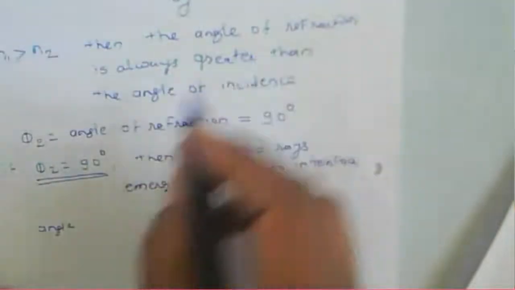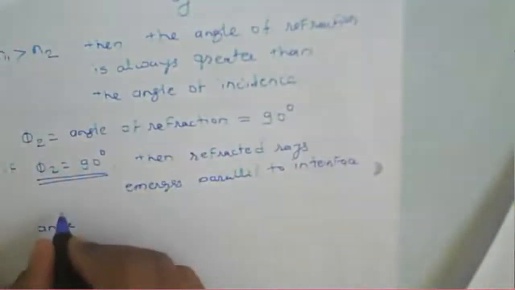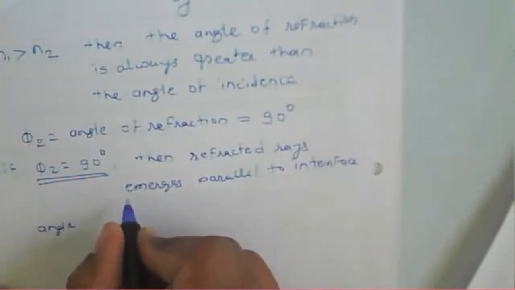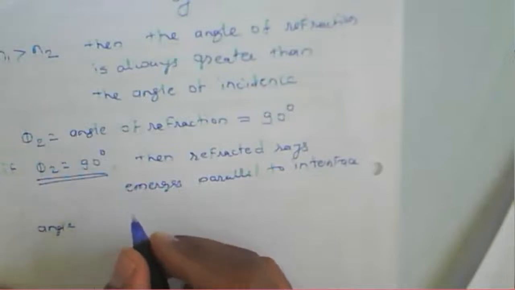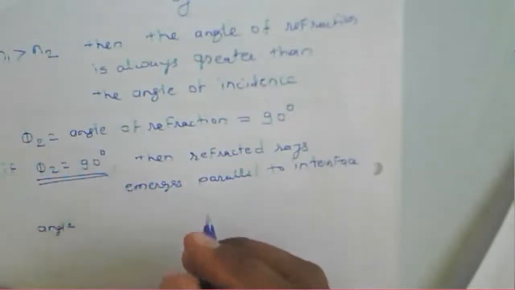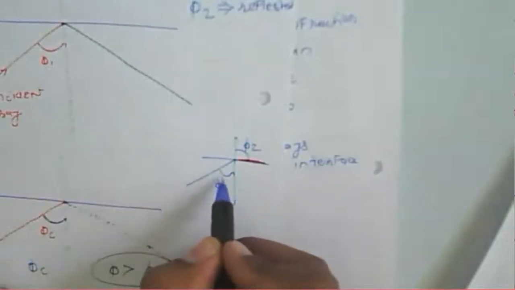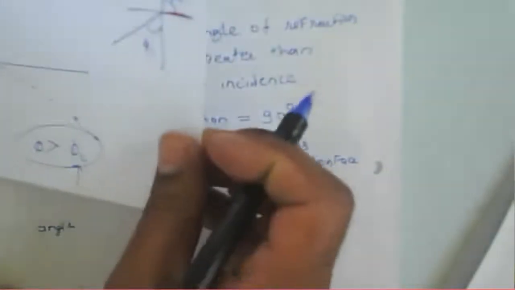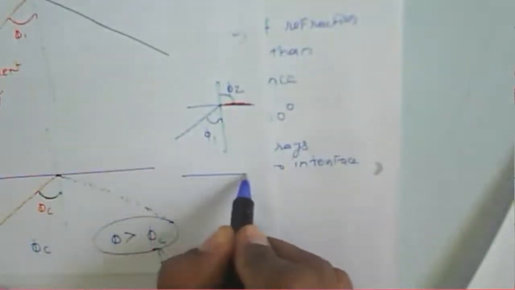Okay, suppose there is refraction here. To get an angle of refraction, the incidence angle has to be less than 90 degrees. This incidence angle has to be less than 90 degrees.